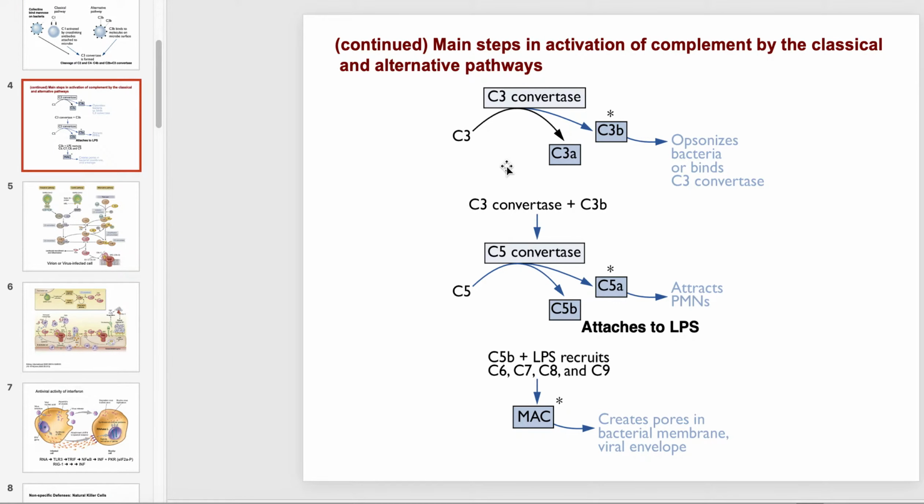So the C3 convertase and C3b can team up to make an additional enzyme called C5 convertase, which cuts protein C5 into C5a, again a chemoattractant, and C5b, which forms this thing called the membrane attack complex, along with a few other complement components. And the MAC is good for punching holes in bacterial membranes and viral envelopes. So SARS-CoV-2 has an envelope. And so the MAC could form in that and cause the contents of the virus to leak out.